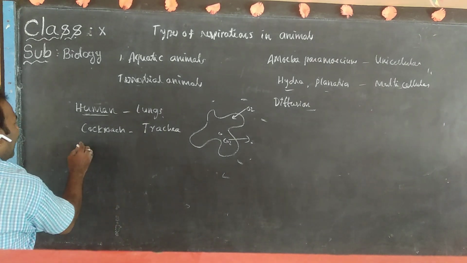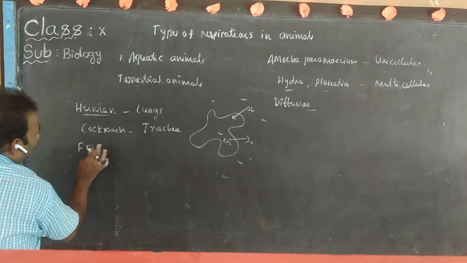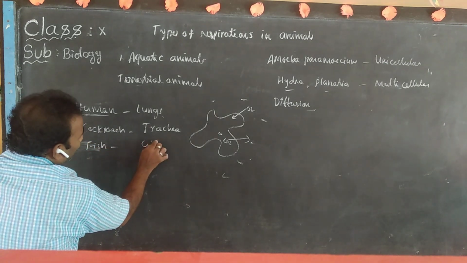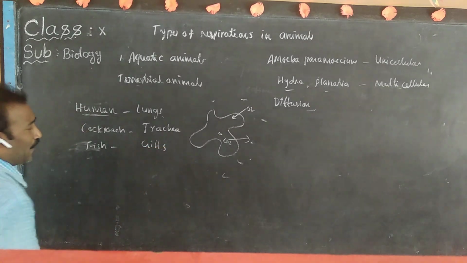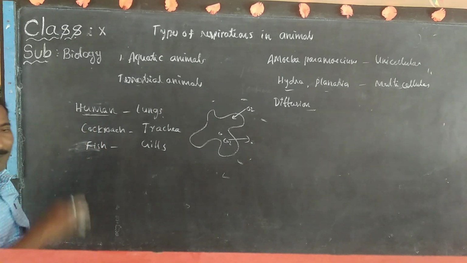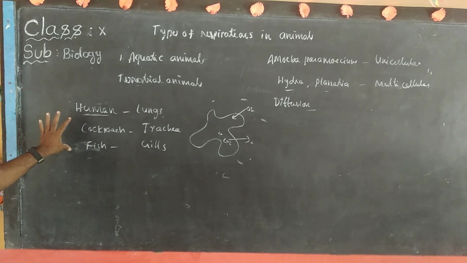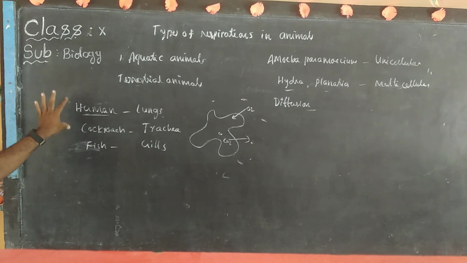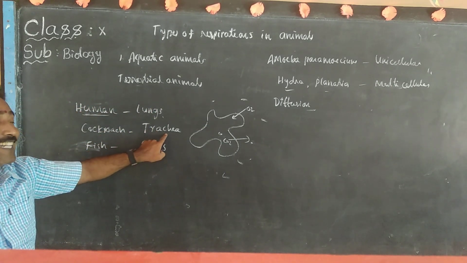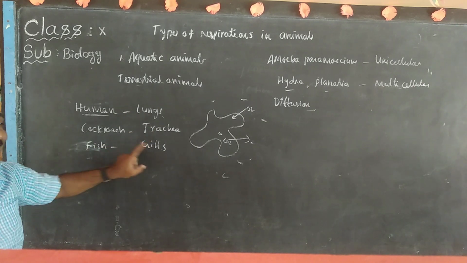In frog and fish, gills are the respiratory organs. Look here. Human being, cockroaches and fishes are all multicellular animals, but they do not have the same type of respiration or respiratory organs. In human beings, lungs; in cockroaches, trachea; in fishes, gills. Why?